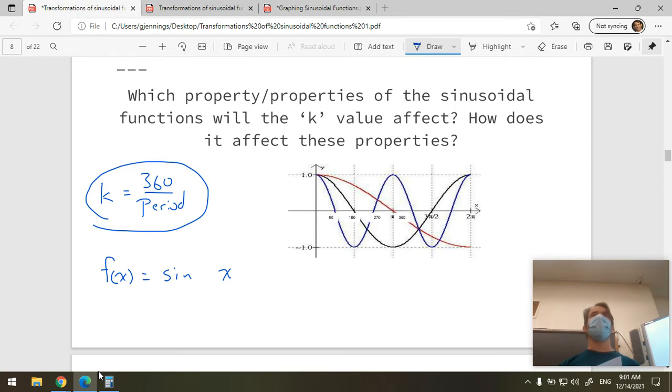I want the period to be 60 seconds. So what value of k will do that? Well, it'll be 360 divided by 60. So what's that? So 6. Sine 6x. Okay, let's take a look at it, sine 6x.